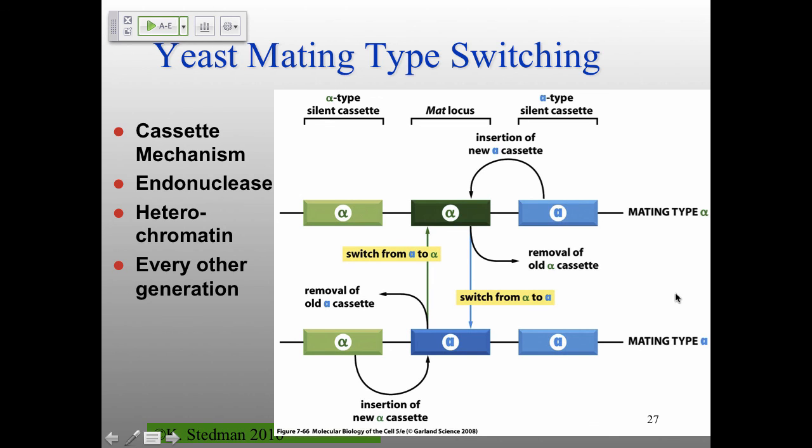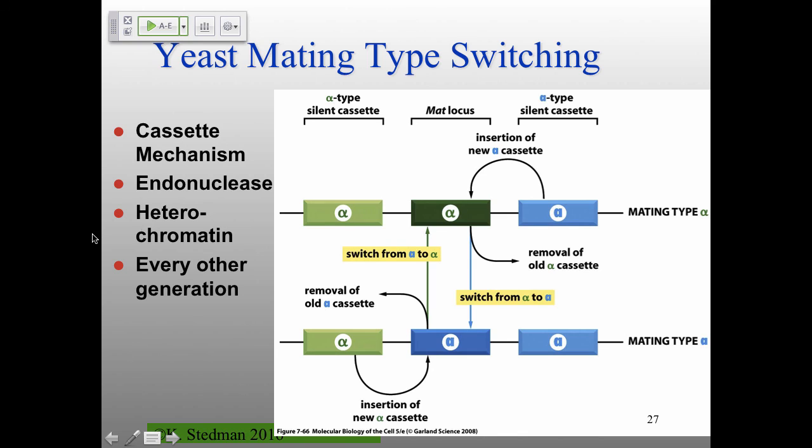It's other DNAs. All yeast have a copy of the alpha type and the A type genes that they need to be expressing themselves as either an A or an alpha. These are what are called the cassettes. So you have an alpha and an A everywhere. In your A type, you've got A and alpha. In your alpha type, you've got A and alpha. And what happens is these silenced cassettes get inserted into the mat locus when you have mating type switching.